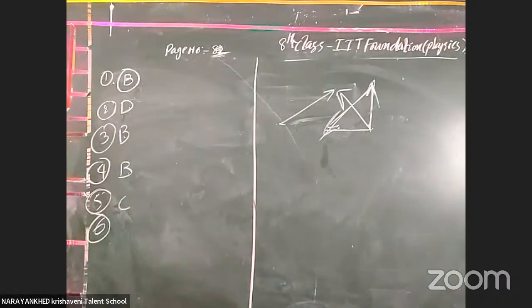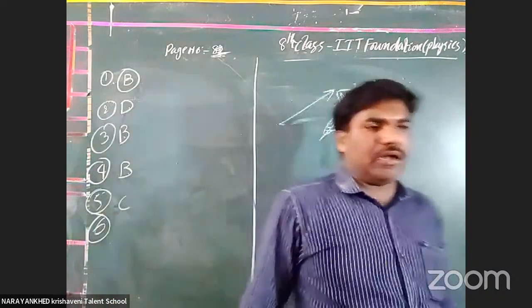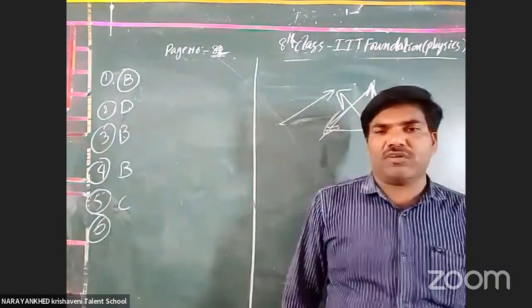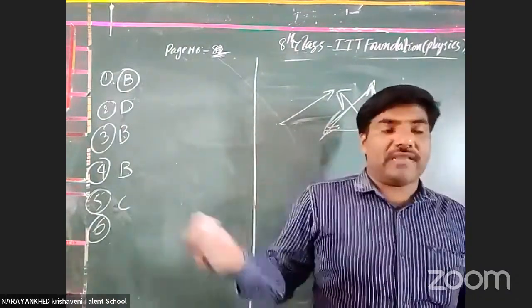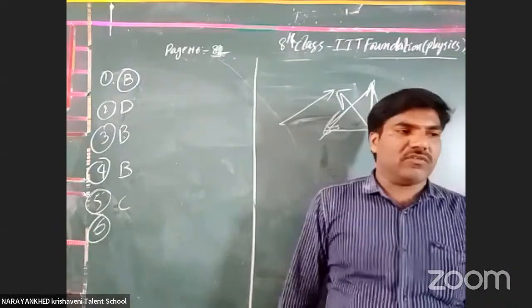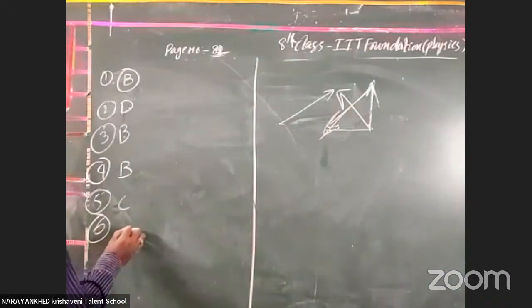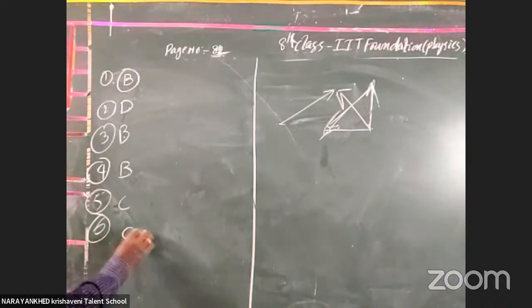What is the sixth question? A running boy falls in the forward direction if he is tripped by a stone, because of what? Inertia of motion. Okay, now the running boy contains which type of motion? It contains motion. At that time, suddenly stopped. Okay, he falls down. Why? Because of inertia of motion. Okay, yes. The answer is C.